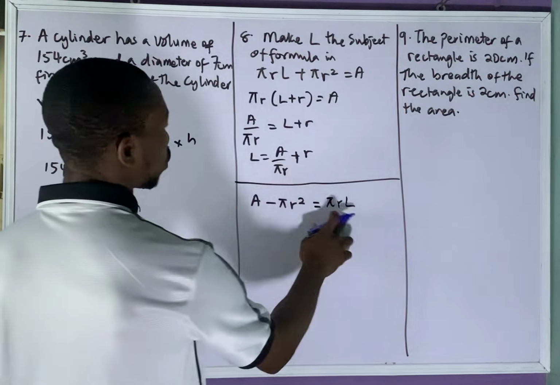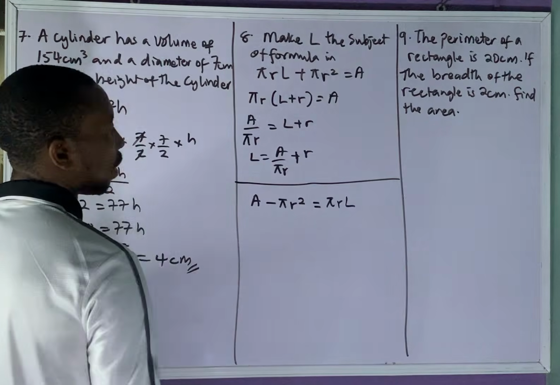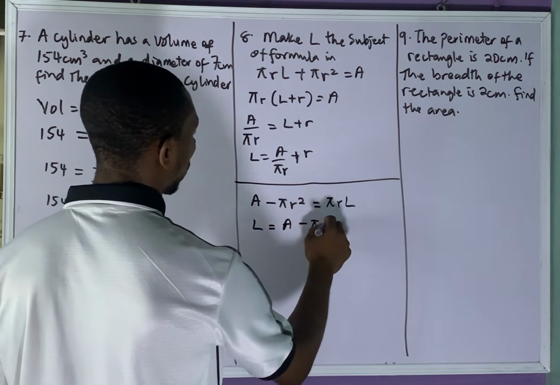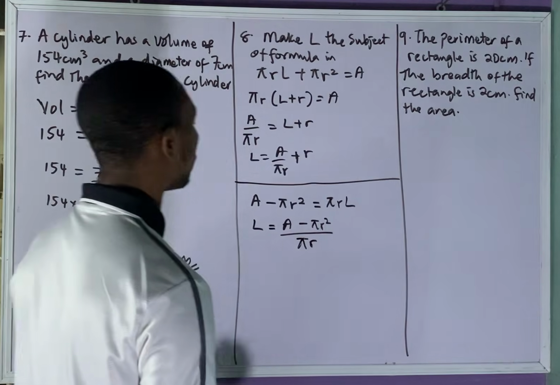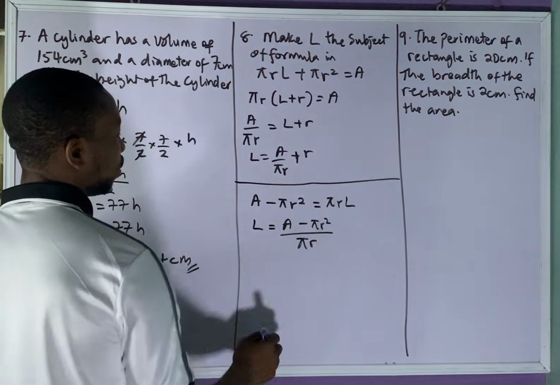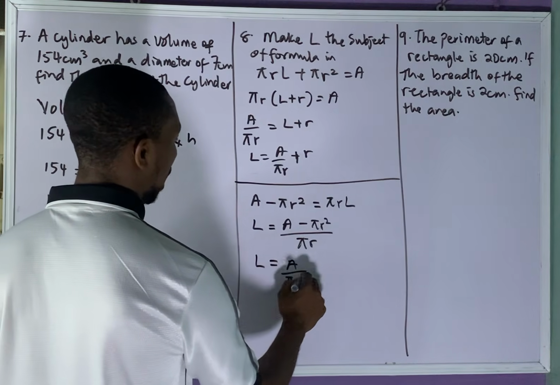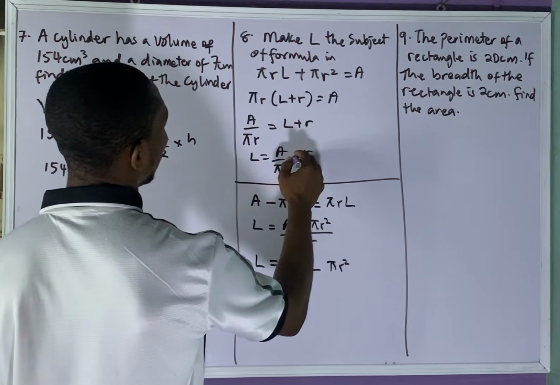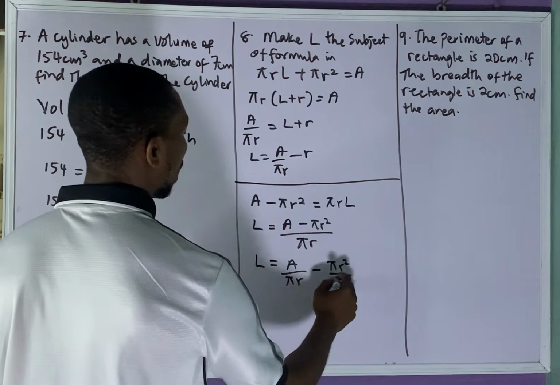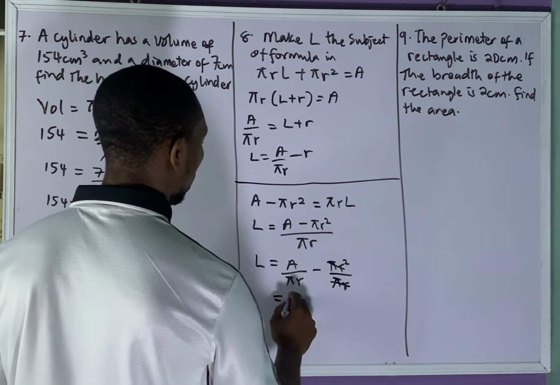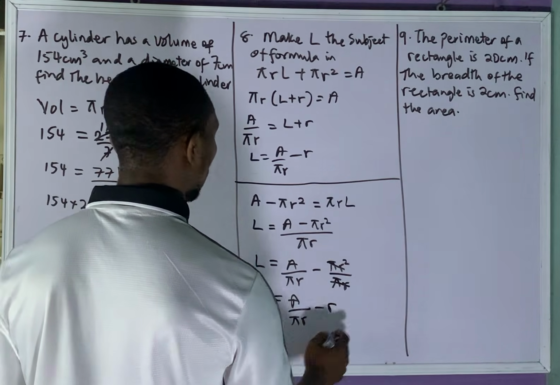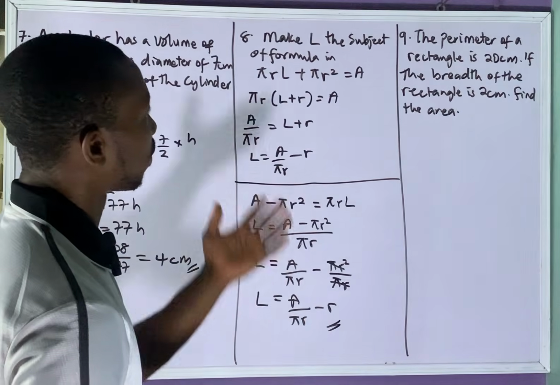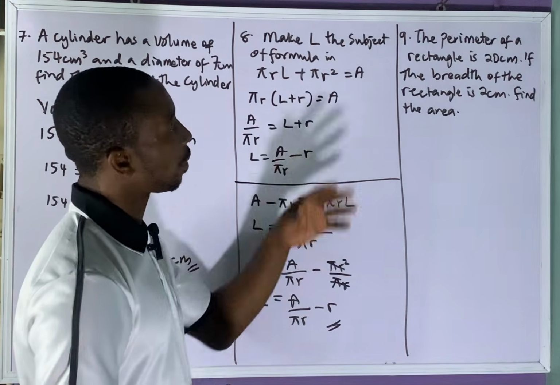Now since this is multiplying, we divide all through, and our L will become A minus pi r squared over pi r. But remember that this is dividing both of them. We can have it as L equals A over pi r minus pi r squared over pi r. So going over, plus becomes minus pi r squared over pi r. This will cancel, leaving us with A over pi r minus r, which gives us the same answer as above.